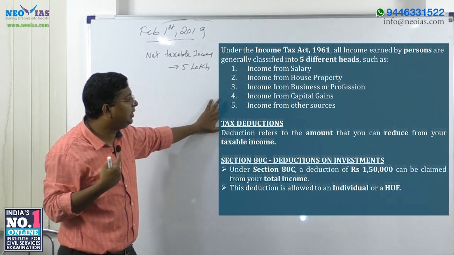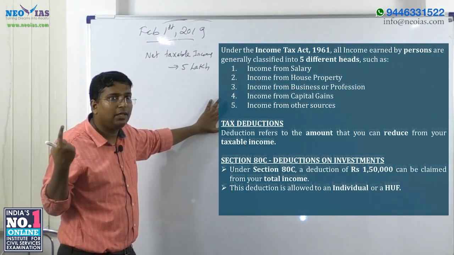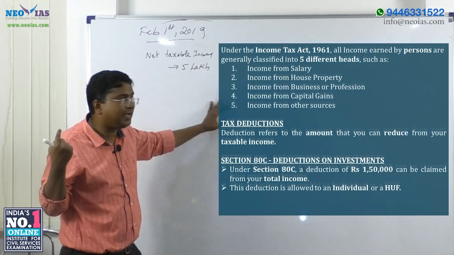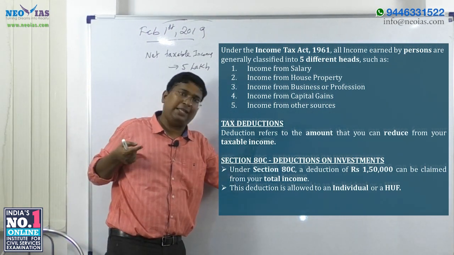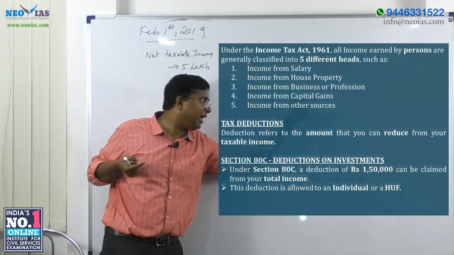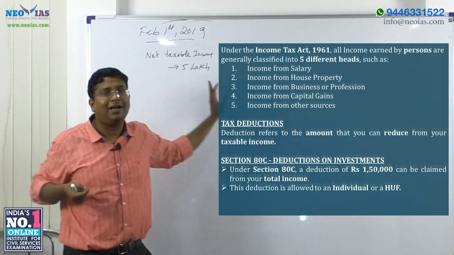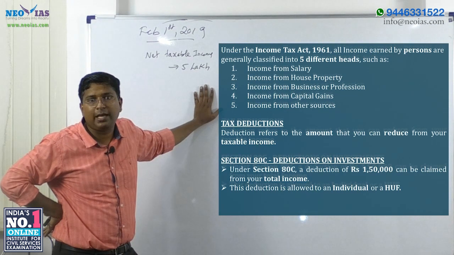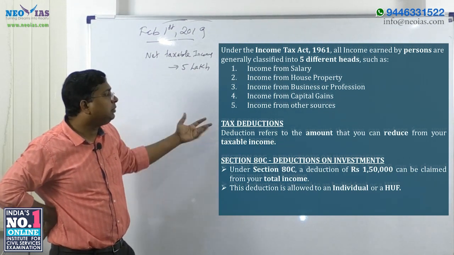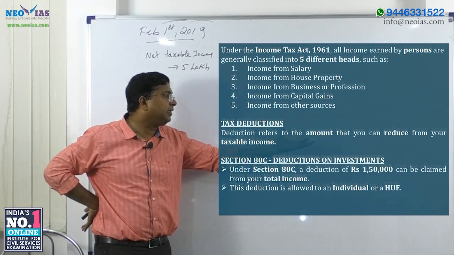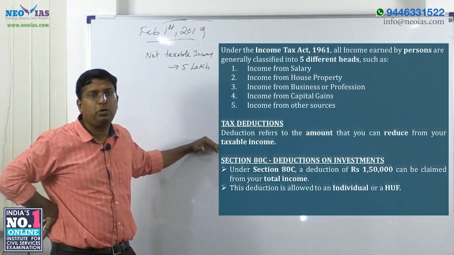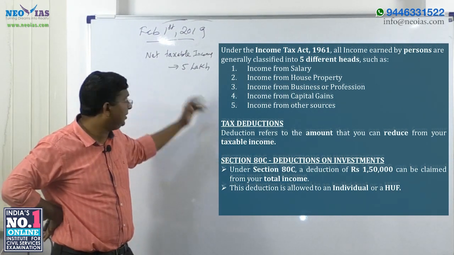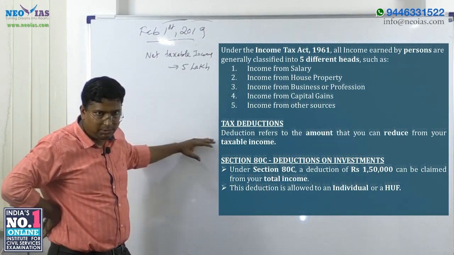Angel tax, you remember? Angel tax is considered under the income tax law as income from other sources. So tax deduction is that you can deduct a certain amount when you calculate your taxable income, so that gross taxable income becomes net taxable income.